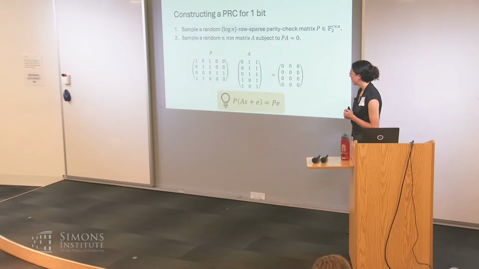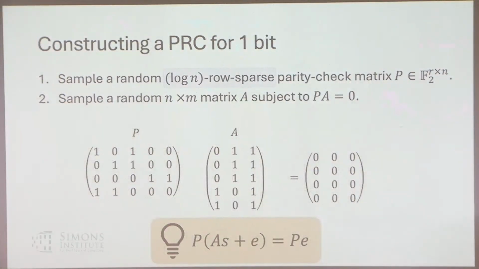And so we sampled this trapdoor to have the property that PA is equal to 0. And I want to point out that here what you also get is if you have a noisy code word AS plus E, then P times that is going to be equal to P times E. And if E is low weight, then since P is sparse, PE will have significantly lower weight than you would expect for P times a random vector. And this is exactly what will let us decode.